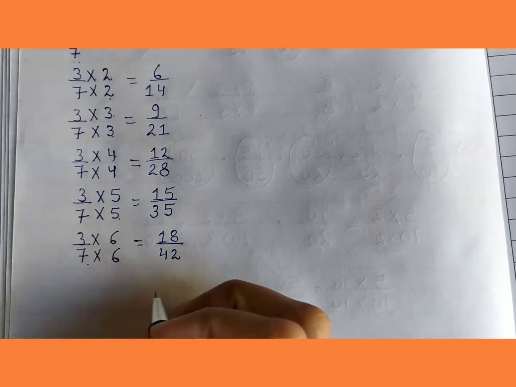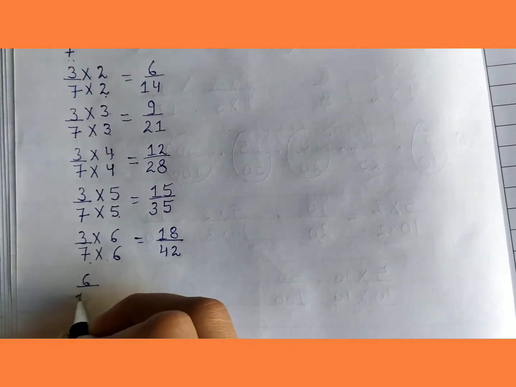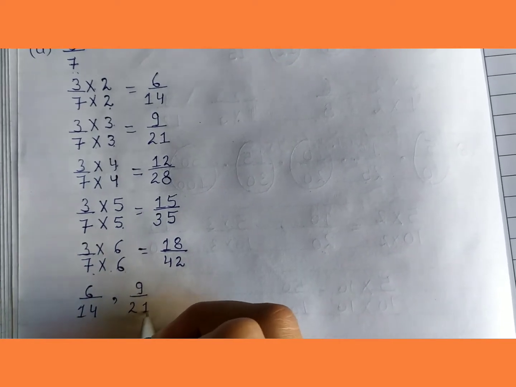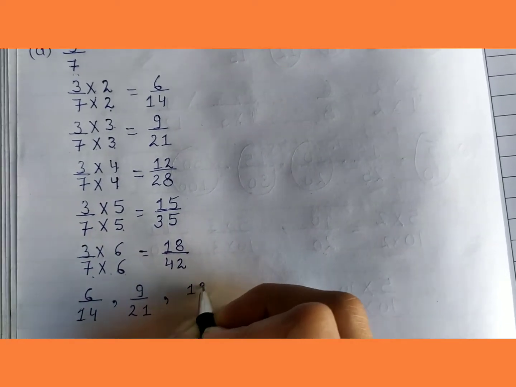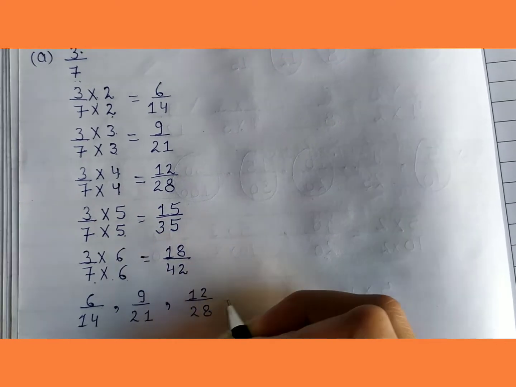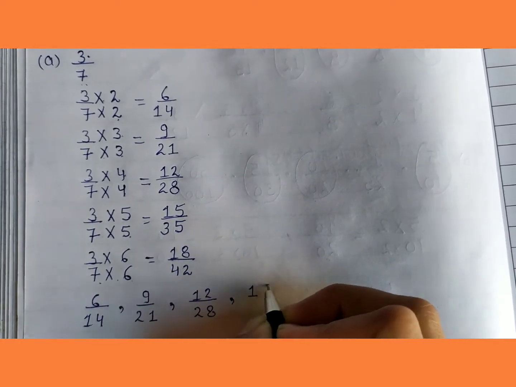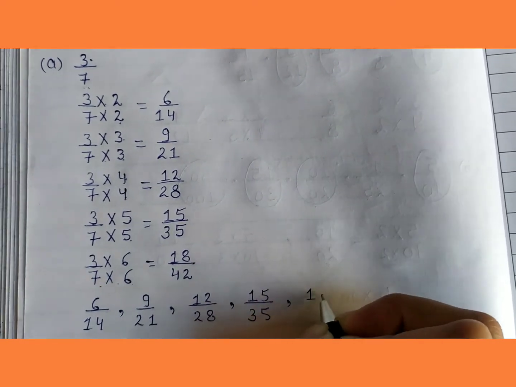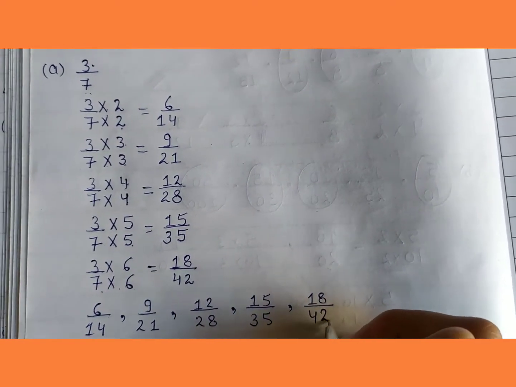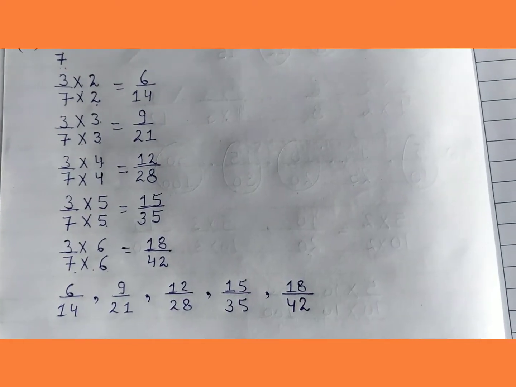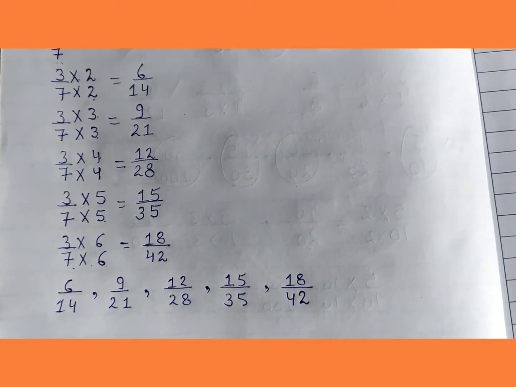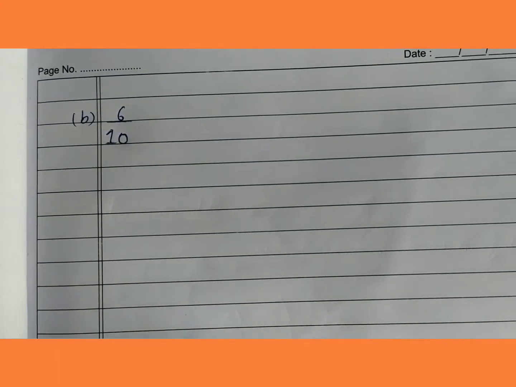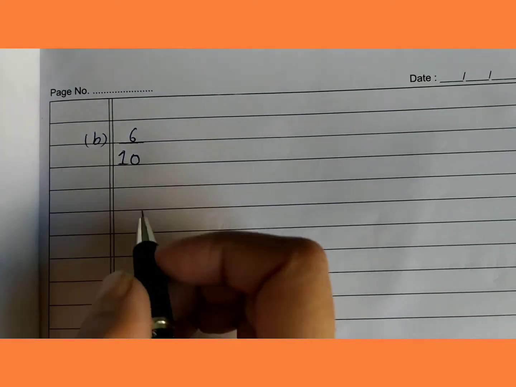Children, your answer is 6 upon 14, 9 upon 21, 12 upon 28, 15 upon 35, 18 upon 42. All are equivalent fraction. Okay, this is the answer. Next is 6 upon 10. Find out the next 5 equivalent fraction.